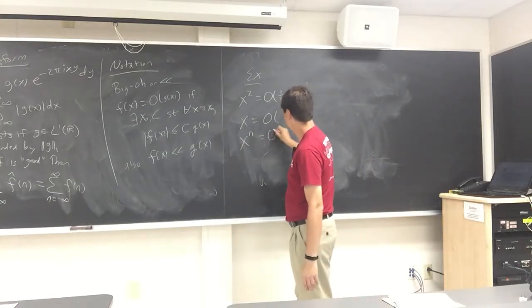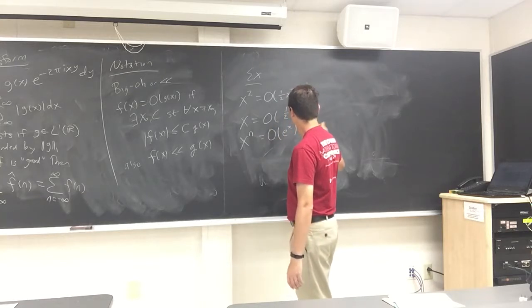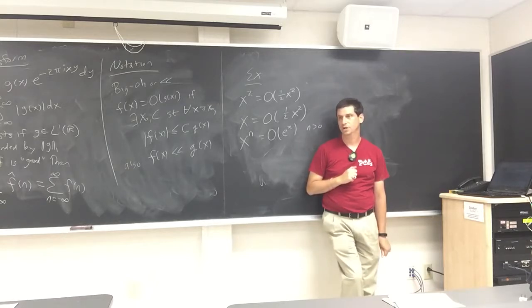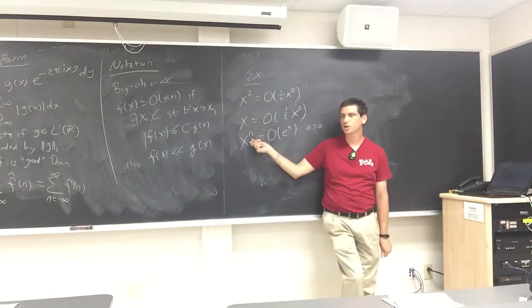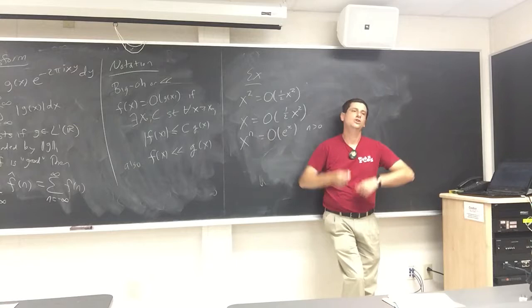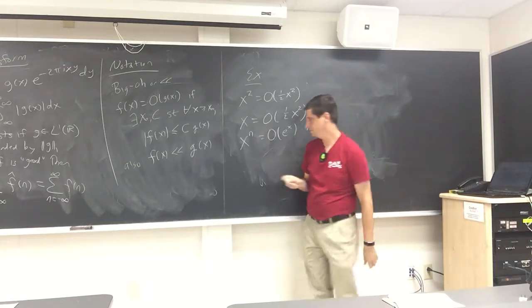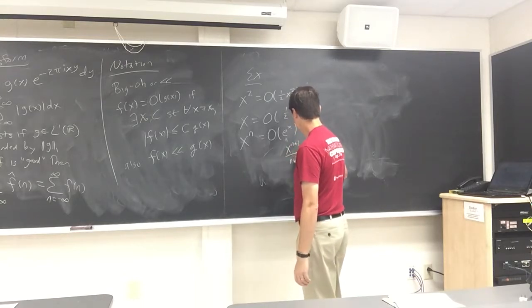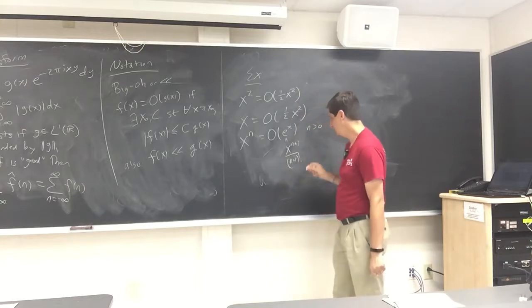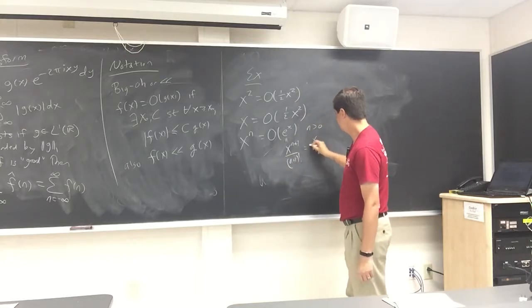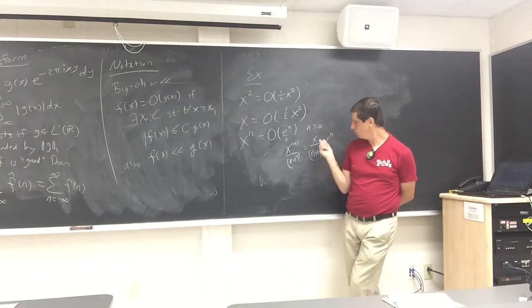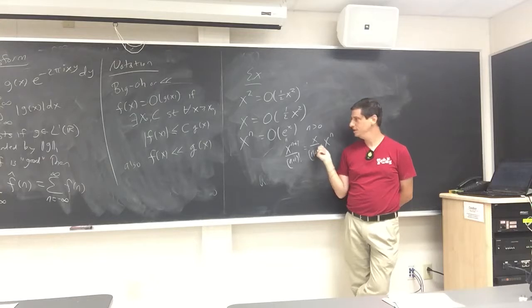x to the n is big O of e to the x for any n greater than 0. There's a lot of ways to see this. Probably the easiest way to see this is, without loss of generality, we can assume n is a positive integer. If not, look at the ceiling of that. And when we look at e to the x, it has the term x to the n plus 1 over n plus 1 factorial. And that's going to be x over n plus 1 factorial times x to the n. So once x is larger than n plus 1 factorial, this will beat that.